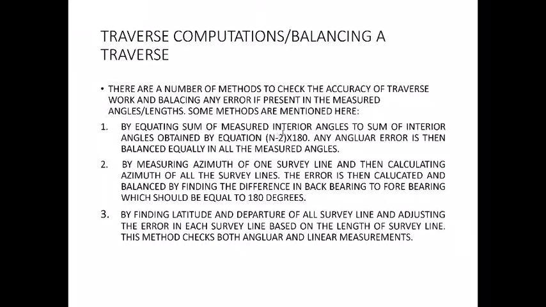So first we apply that check, and if the sum of the interior angles is not equal to (n minus 2) into 180, then we calculate how much the error in the sum is, and then that error is balanced equally among all the angles. So that's one way to do it. Similarly, if you're working with bearings, you can apply the check of forward bearing minus back bearing being equal to 180 degrees, and if it's not, then you can balance those bearings the way we discussed before.